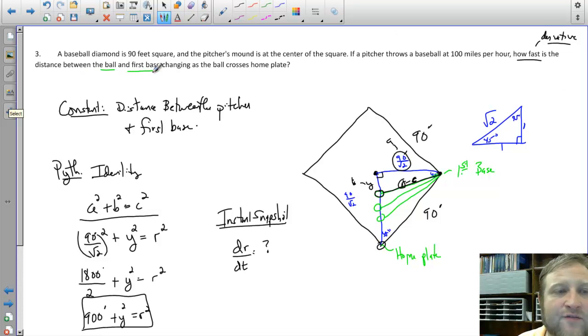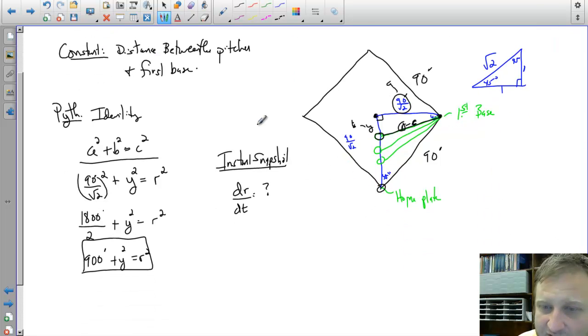So we are looking for the distance between the ball and the first base when the ball crosses home plate. So we're looking at it specifically, and I'm going to do that one in red, at the specific instance. When the ball crosses home plate, what is the rate of change of our value of c with respect to time?